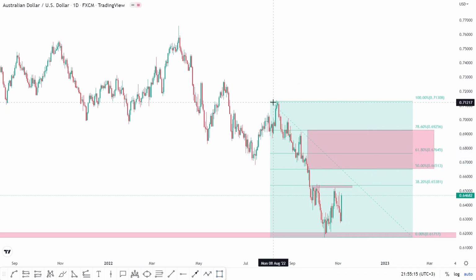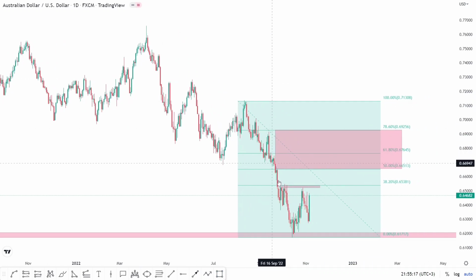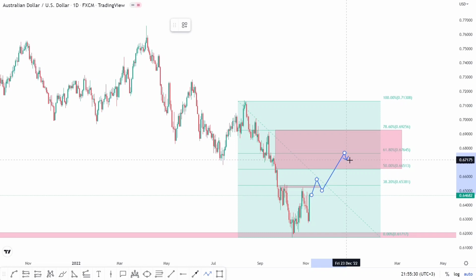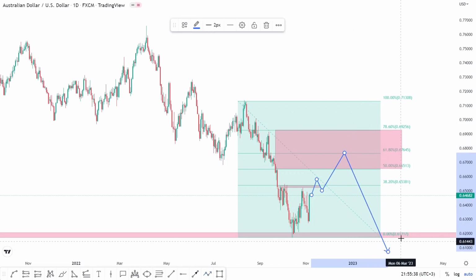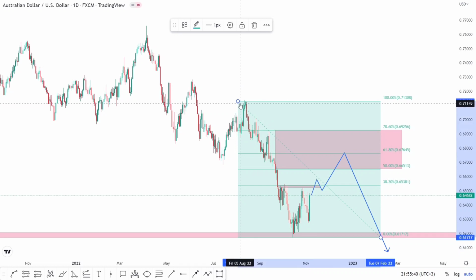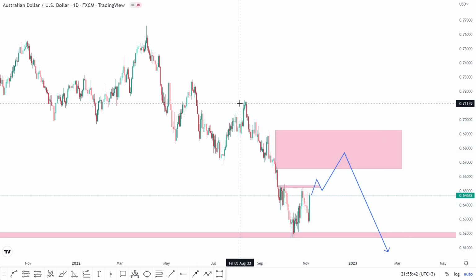So in the case that AUDUSD will break the market structure at this point, I'll be expecting price to retrace a little bit. Then we can see it go back to the 50 or 61% Fibonacci. So from this point, we'll now have to see how price will behave before we can tell whether it's going to continue going up or continue the downtrend. So that's what I'm basically looking for on AUDUSD here.